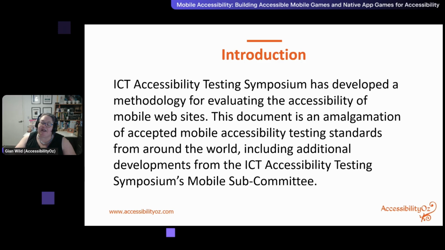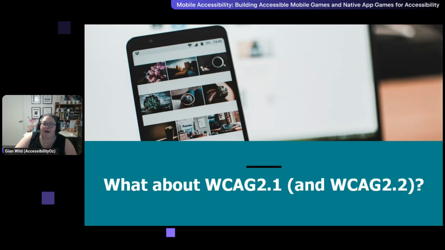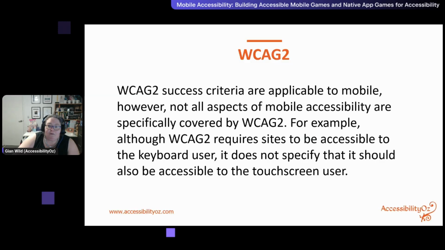And we did that because we knew that WCAG 2.1 was going to be released in 2018. And it was released a couple of weeks after we released our mobile guidelines. And we were like, once WCAG 2.1's released, which is kind of an iterative version of WCAG, it's going to address all the mobile stuff. We don't need to worry about developing these guidelines any further. So what about WCAG 2.1 and 2.2, which has also been released?